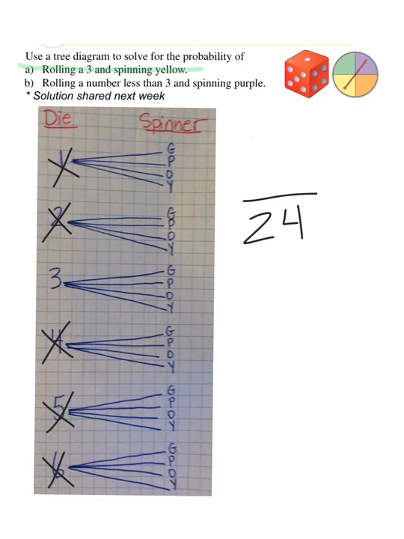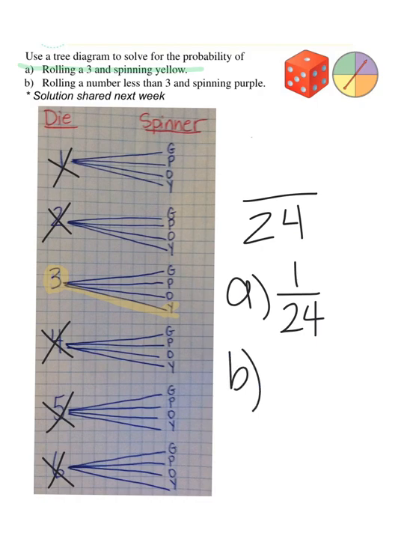But as far as then the rest, I'm going to analyze if I roll a 3, what is my desirable outcome? I need to spin a yellow. And there's only one scenario where that happens. I get a 3 and I get a yellow. So in question A, I only end up with 1 out of 24 possible outcomes of doing what the favorable or the desired outcome is in A. It's a 1 out of 24.